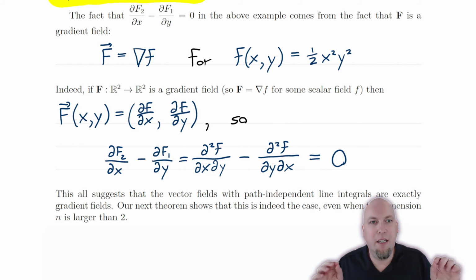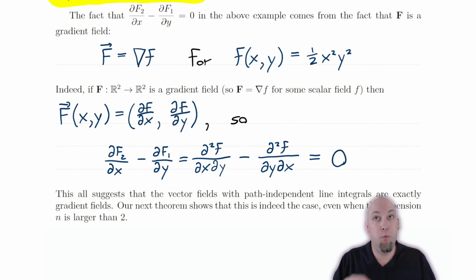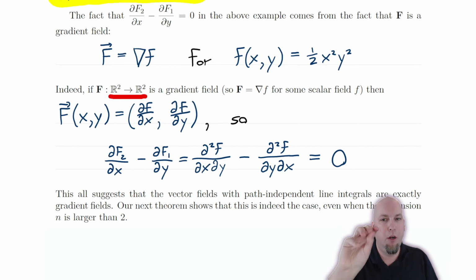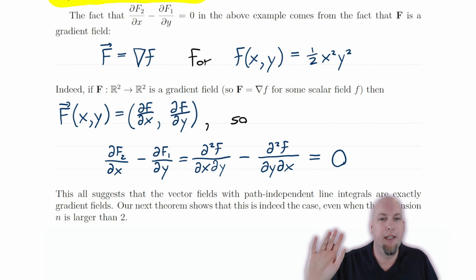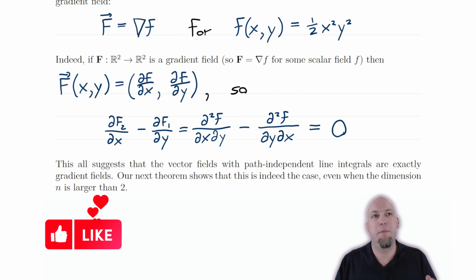So that's going to be our starting point in the next video. We're going to turn this into a theorem and say that this happens in general. Which vector fields have path-independent line integrals? Well, it's gradient fields, even if your dimension isn't 2 anymore. This particular argument only works for dimension 2 because we need Green's theorem, which only works in dimension 2. But we're going to see that even in dimension 3 or 4 or 95, whatever, the same conclusion is true. Your vector field is going to have path-independent line integrals if and only if it's a gradient field.